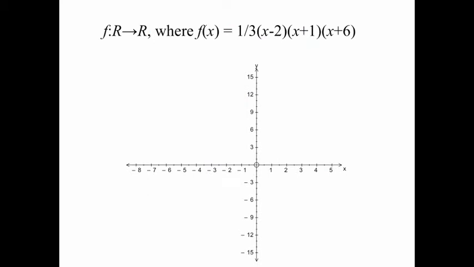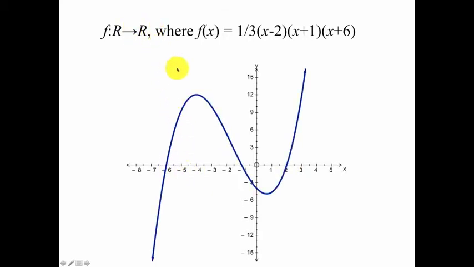So now what I'm going to do is go through and sketch the function once again, where f of x is equal to 1/3 multiplied by x minus 2 times x plus 1 times x plus 6. And of course, what I've done now is I've actually included the domain and the codomain, where the domain is equal to R, and my codomain is equal to R as well. So what that means is I can sketch the graph for any real value of x that will give me any real value of y.